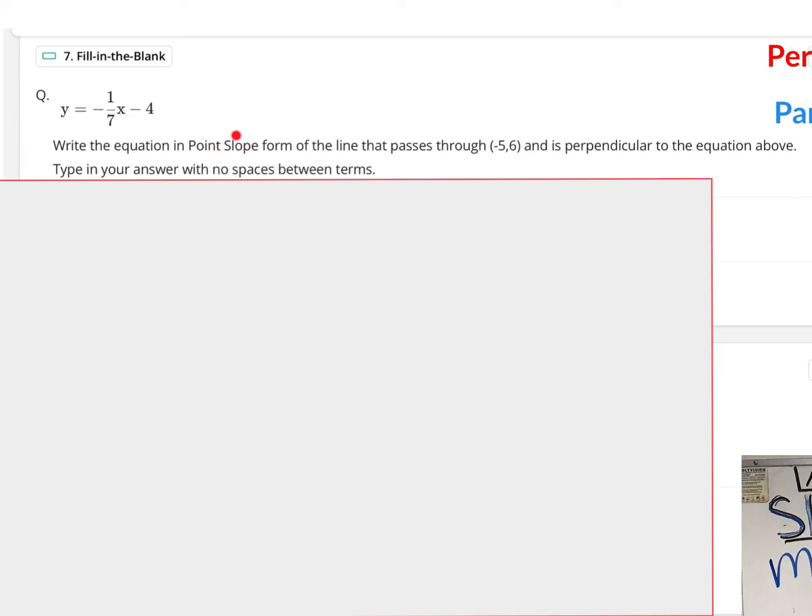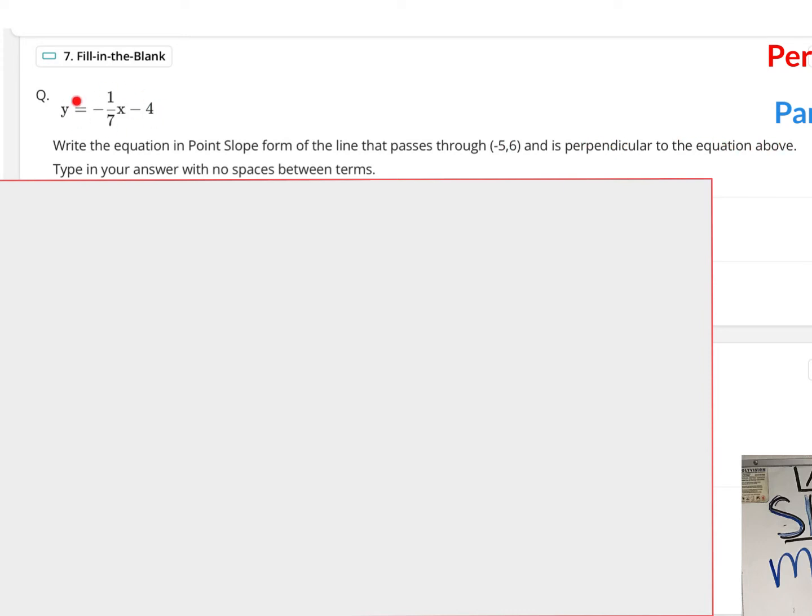And you know what, don't even worry about the form right now. Let's first find out what they give us, and then we'll use the form that's easiest for us to use based on the information they give us. So yeah, we're going to write it in point-slope form, but I'm not even worried about this right now. What are we worried about? It says that the line passes through this point. So they're giving us a point, and then they tell us that our line is perpendicular to the equation above.